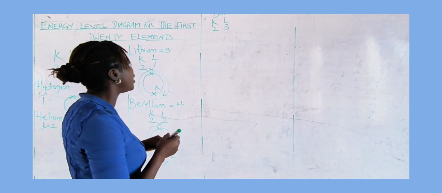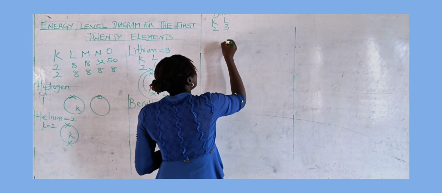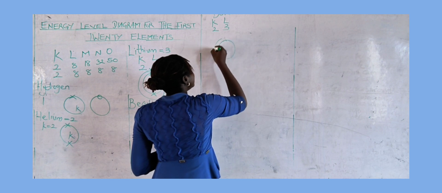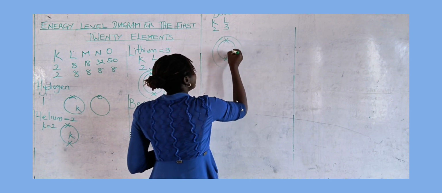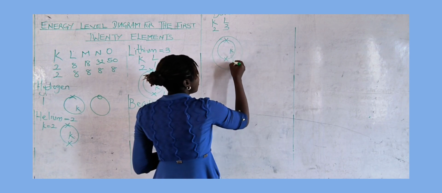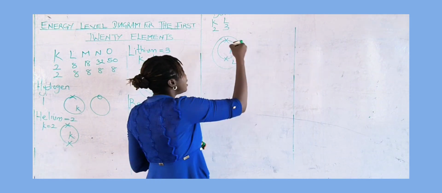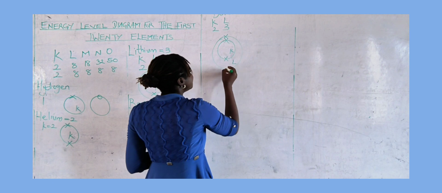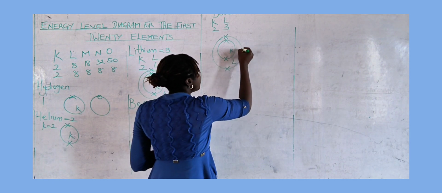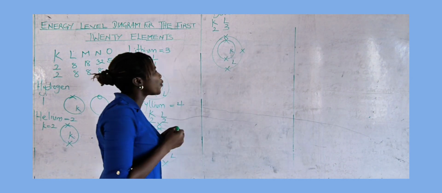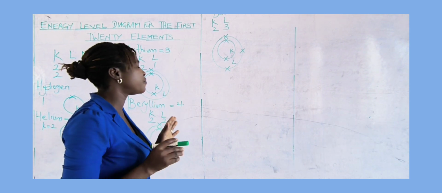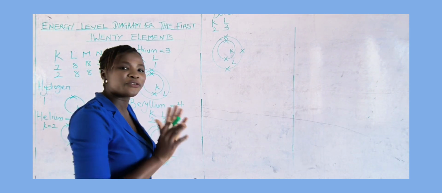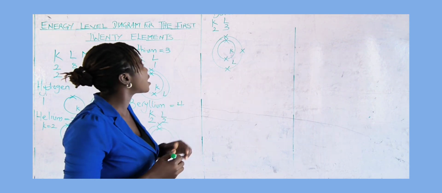The same way we'll be doing it. Let's go. We have 1 and we have 2. So this is our K, and this is our L. How do we share it on the orbital diagram? That is 1, 2, 3. So for our boron, you can see, very interesting and very simple. If you are asked to do this for your first 20 elements, you are good to go. So let's look at the next one.